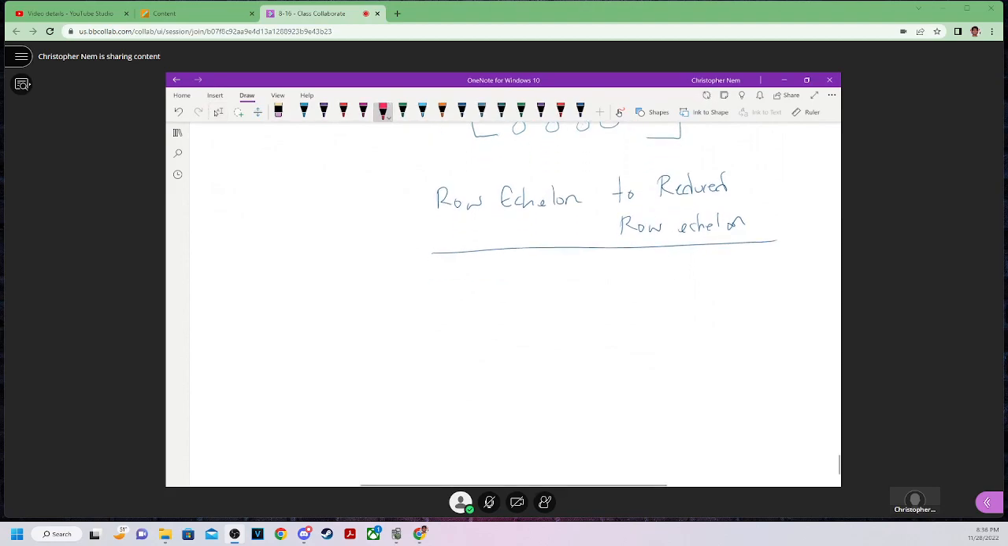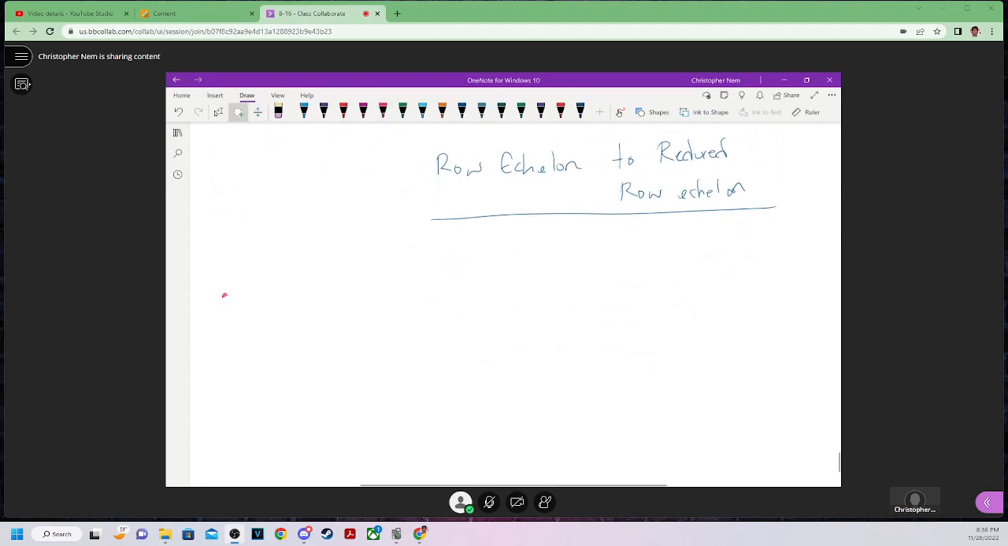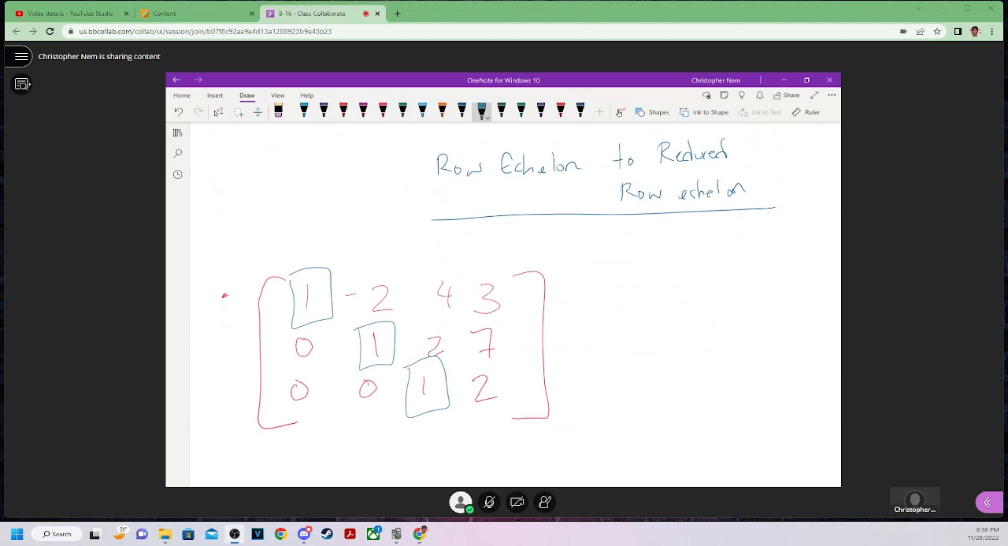But let's work with a row echelon form just so we have the idea. So we're going to have this system. Let's do 1, -2, 4, 3, 0, 1, 2, 7, 0, 0, 1, 2. Now, if you look at the leading entries over here, we have the leading entries 1, 1, and 1. They are all to the right of each other, so that's great. And their leading entries are 1. And there is no row of 0. So this is in row echelon form. It is not in reduced, however. So we have to somehow turn it to reduced.